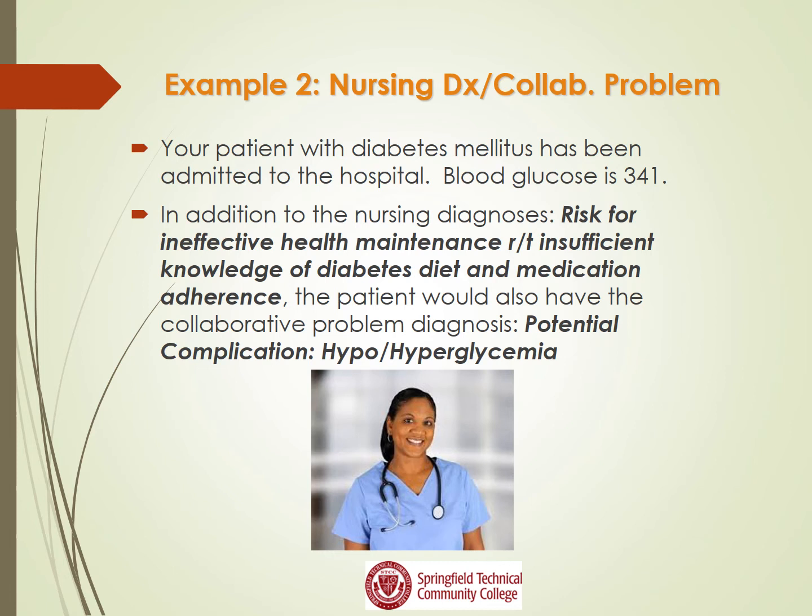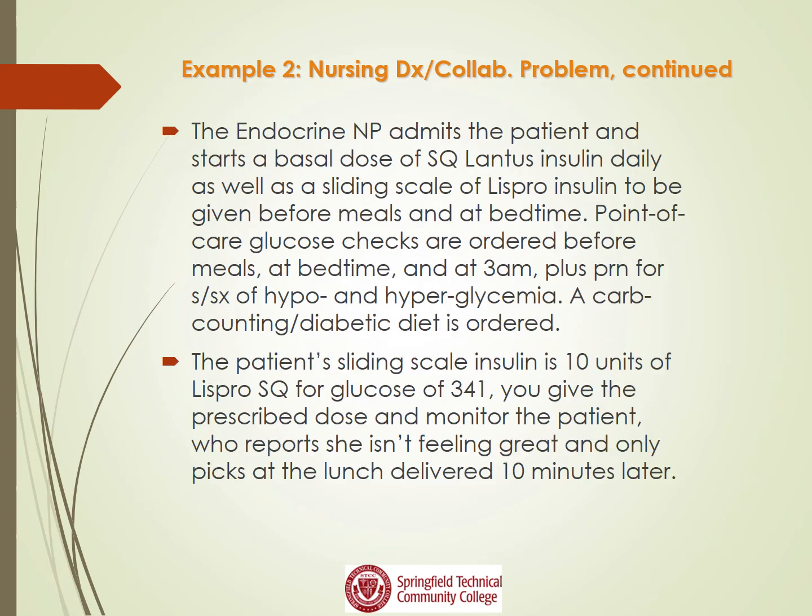Your patient has diabetes. They're going to be at risk for both of these potential complications. There are potential complications because the treatments are not nurse-driven. The treatments will be driven by medications which are ordered by the provider. And there's the nurse. She's so happy to start her shift today. So the endocrine NP admits the patient and starts a basal dose of Lantus daily, as well as a sliding scale of Lispro to be given before meals and at bedtime. Point of care glucose checks are ordered before meals, at bedtime, and at 3 a.m., plus as needed for signs of hypo and hyperglycemia. A carb counting diabetic diet is ordered.